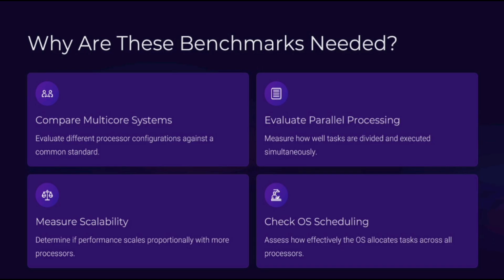Now the question is, why do we need multiprocessor benchmark? We use them to compare multi-core systems, evaluate parallel processing performance, measure scalability, and check how efficiently the operating system schedules tasks. In addition, benchmarks help researchers and engineers identify bottlenecks and improve system design.